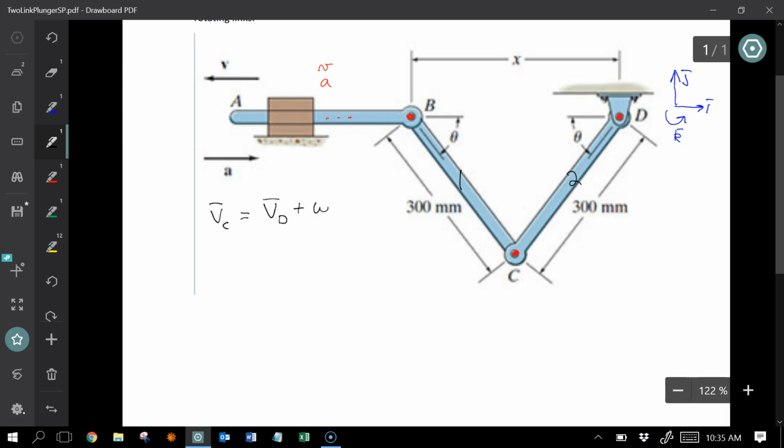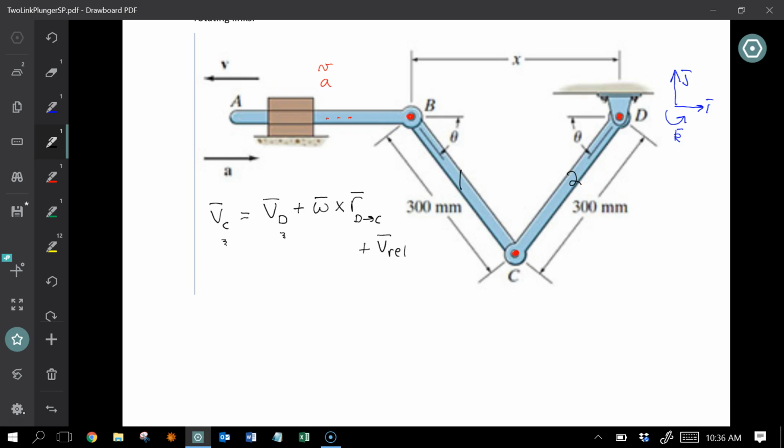Plus the angular velocity of the body they share, crossed with the R. Now, once you've decided which one goes first over here, the C or the D, this R has to go from the D to the C. It always goes from the point on the right-hand side to the point on the left-hand side, always. Plus, there's a V-rel term, possibly. The V-rel will be zero if the two points you're writing the equation for are a fixed distance apart. If you look at C and D, when body 2 rotates, C and D never get further apart or closer together, so these terms are all zero.